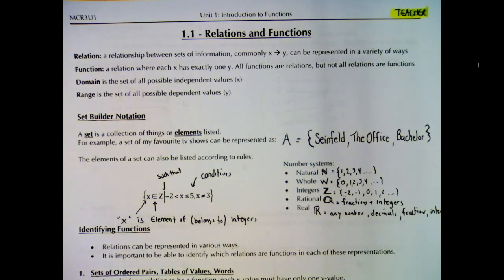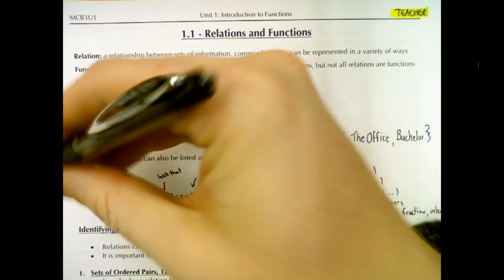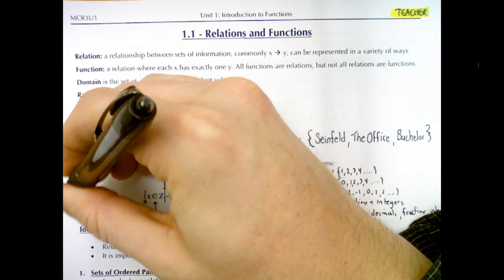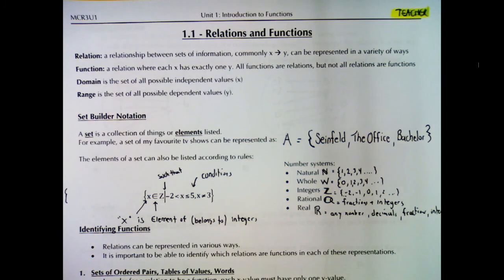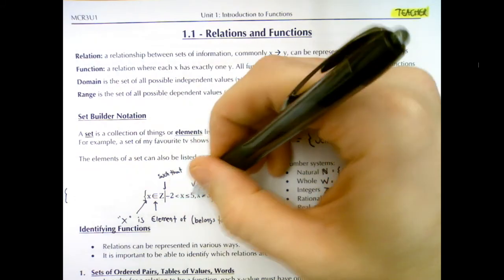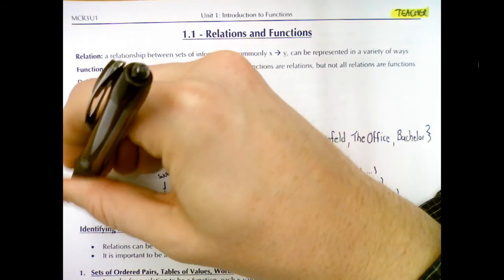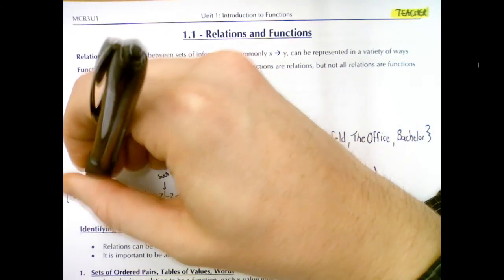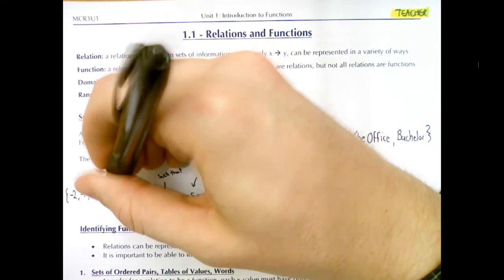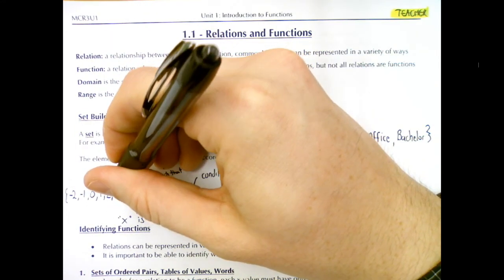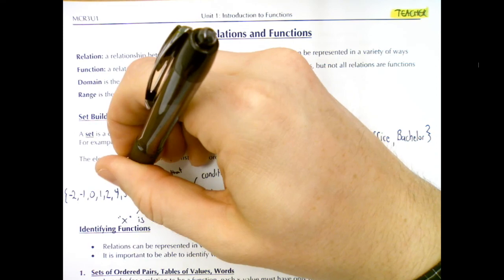So let's list them out. This is set builder notation. Over here I'm going to rewrite this set and we're going to include all the numbers that are actually in the set. So -2 to 5 but not 3. So that would be -2, -1, 0, 1, 2, 4, 5, not 3. These things are equivalent.